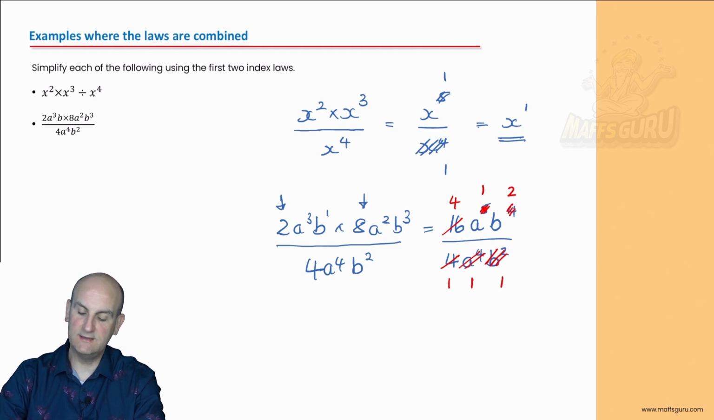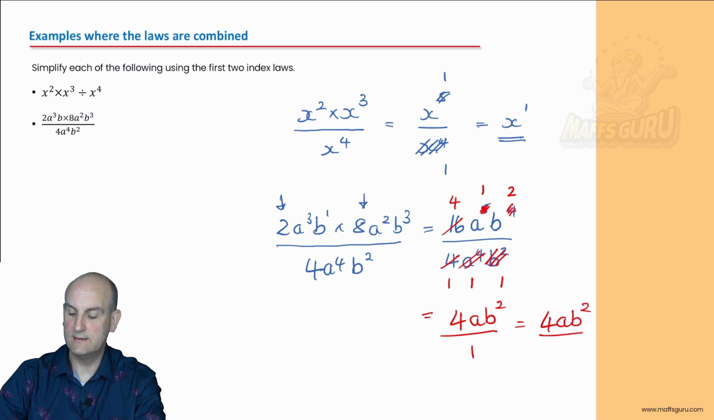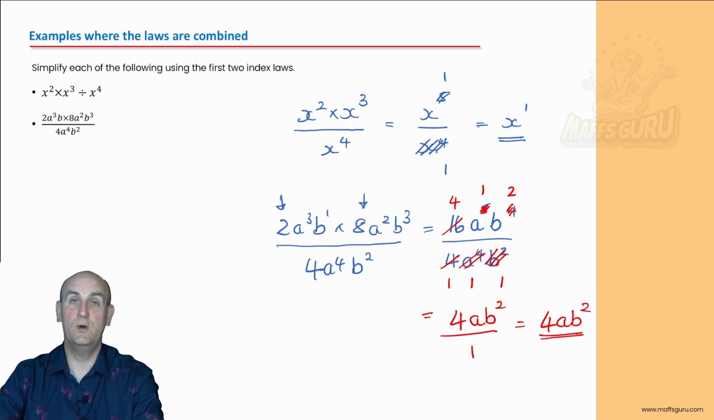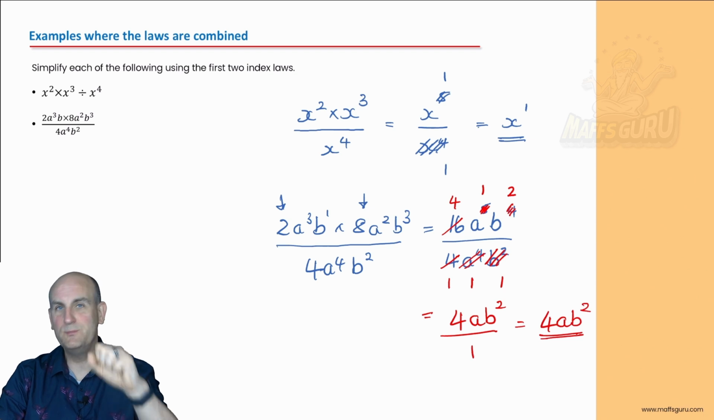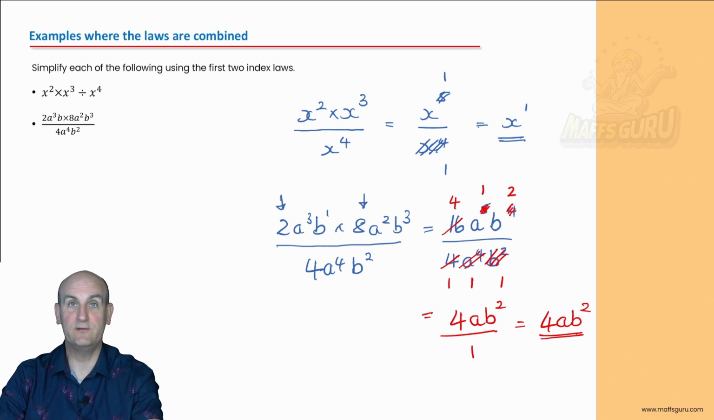So let's now write this out in a simpler form. We've got 4 times a to the power of 1, b to the power of 2. So we've got the 4ab squared divided by 1 times 1 times 1, which gives me 1. And so my answer becomes 4ab squared. Now there's a lot of work here, isn't there? Yeah, but you will be guns at this with lots and lots of practice, I promise you.